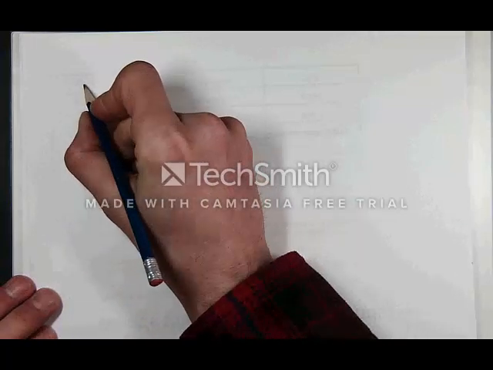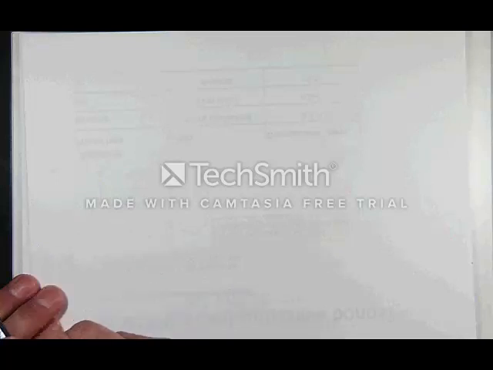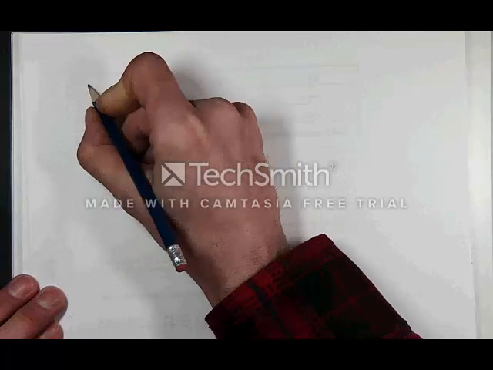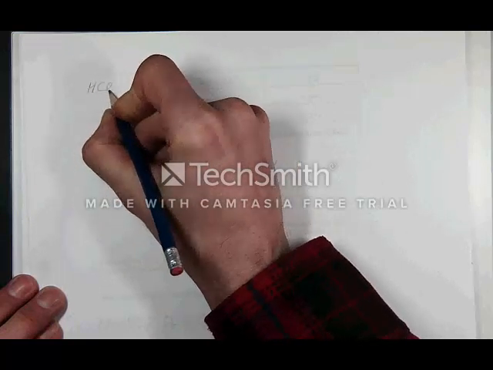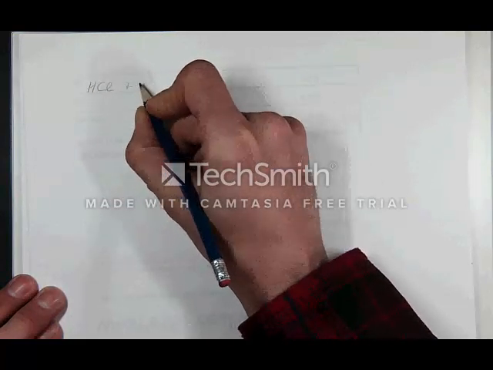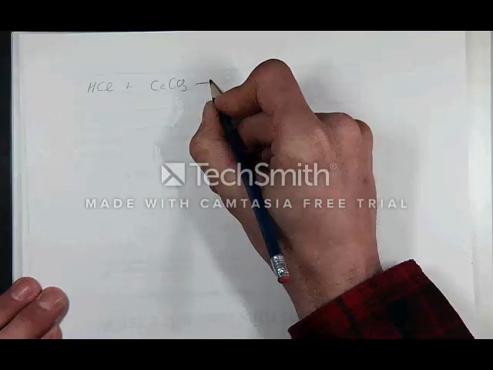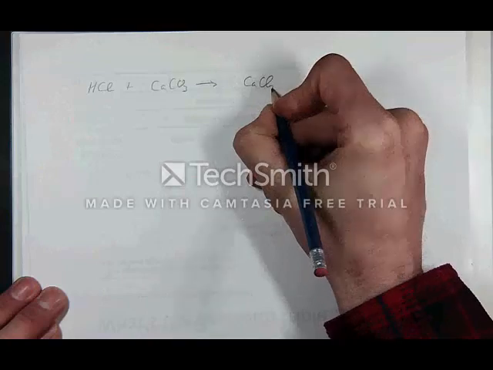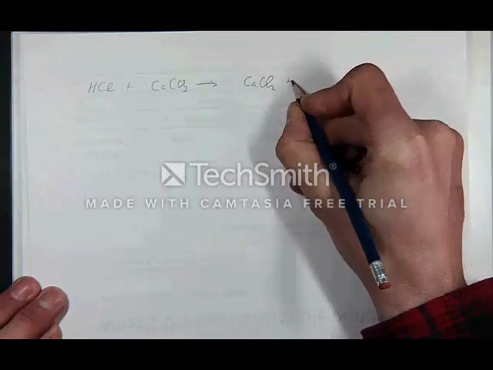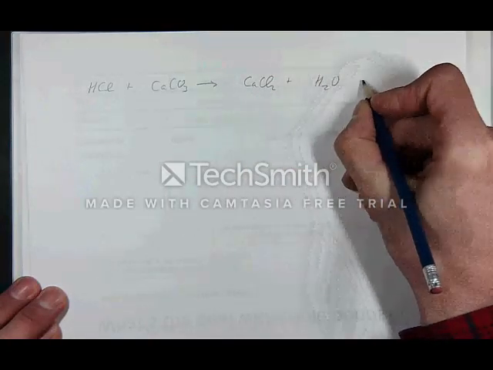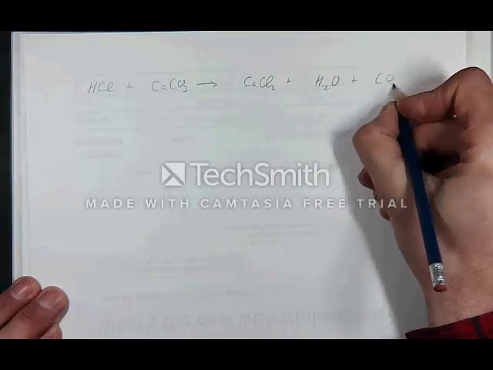I don't know how this one's... Well, no, that one's too difficult. Let's try... let's do this reaction. Hydrochloric acid plus calcium carbonate gives us calcium chloride plus water plus carbon dioxide.